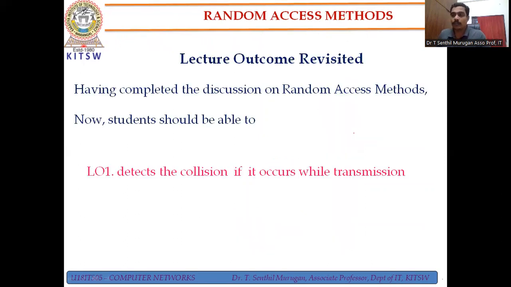So now we are at the end of this lecture. I have completed this discussion on random access methods. Now students should be able to detect a collision if it occurs during transmission, what happens when a collision occurs after data transmission starts, how to avoid collisions, and what methods are used to avoid collisions. Those things we discussed in this lecture.